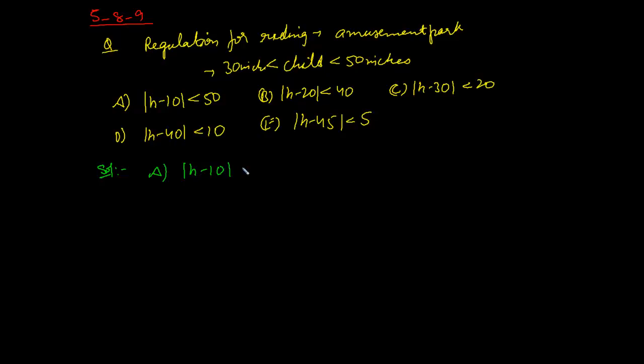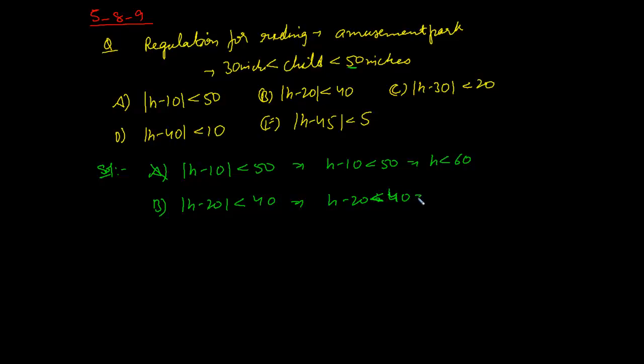The first choice says the absolute value of h minus 10 is less than 50. When h minus 10 is more than 0, it implies h minus 10 is less than 50, or we get h is less than 60. No, we need h less than 50, so this goes out. Let's look at answer choice B. It says h minus 20 is less than 40, or we get h is less than 60. No, again, more than what we are looking for, so this goes out.